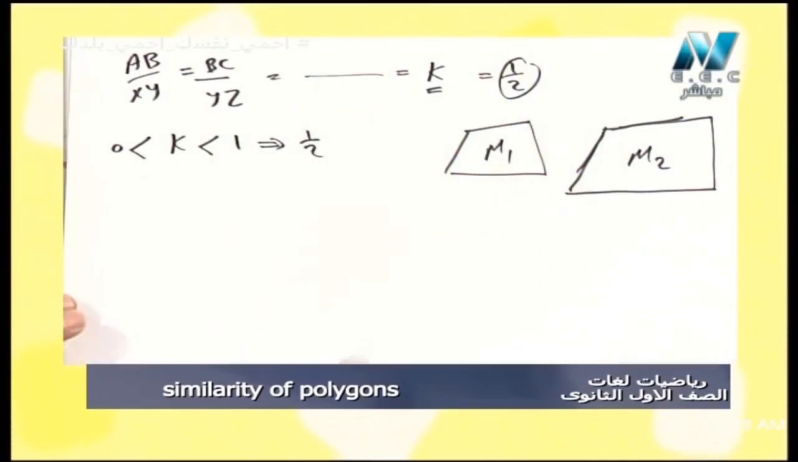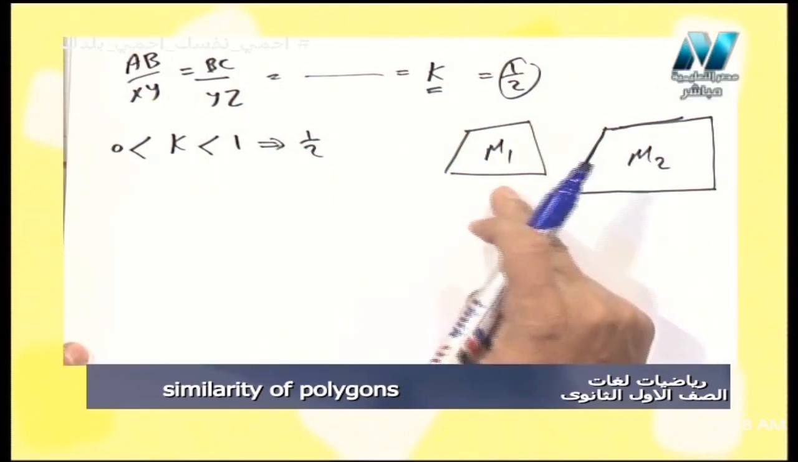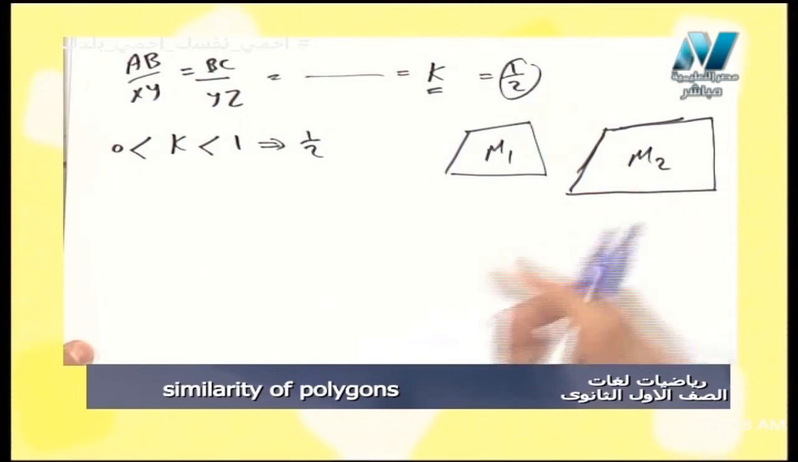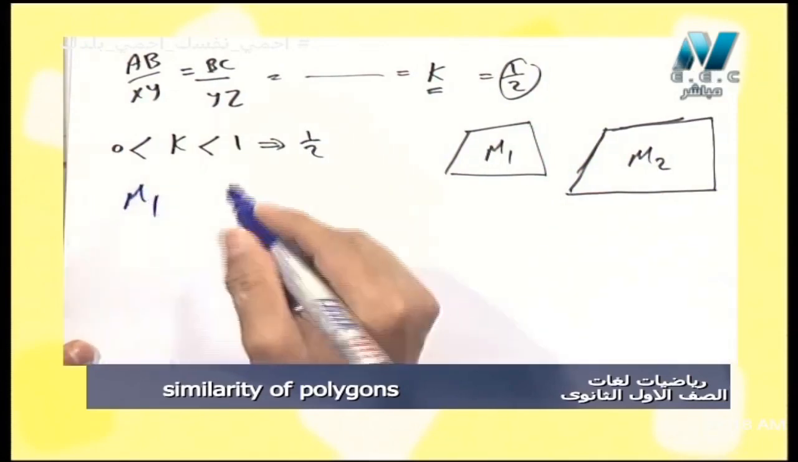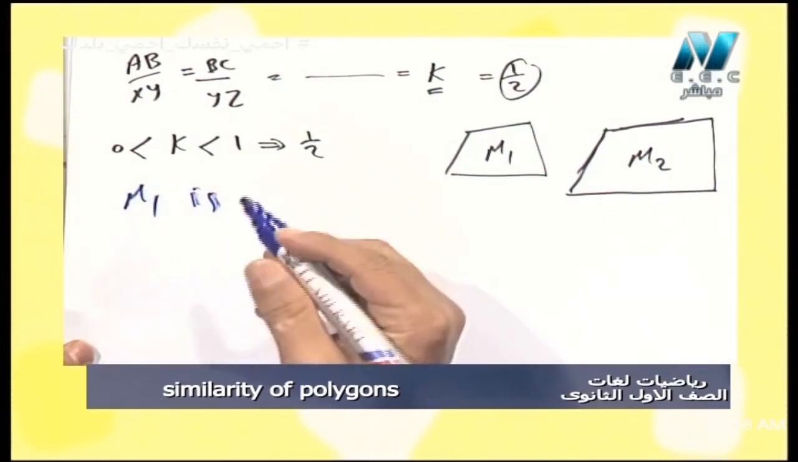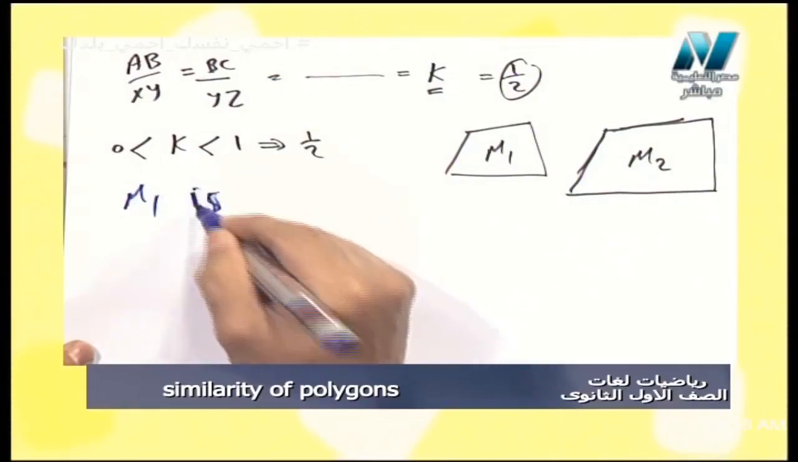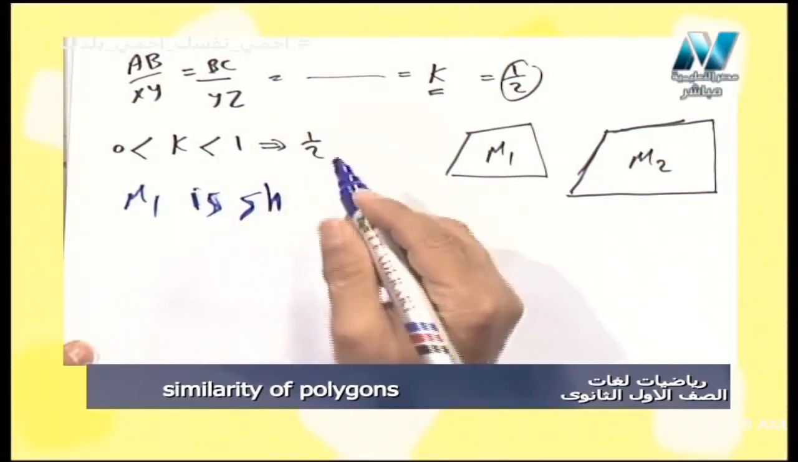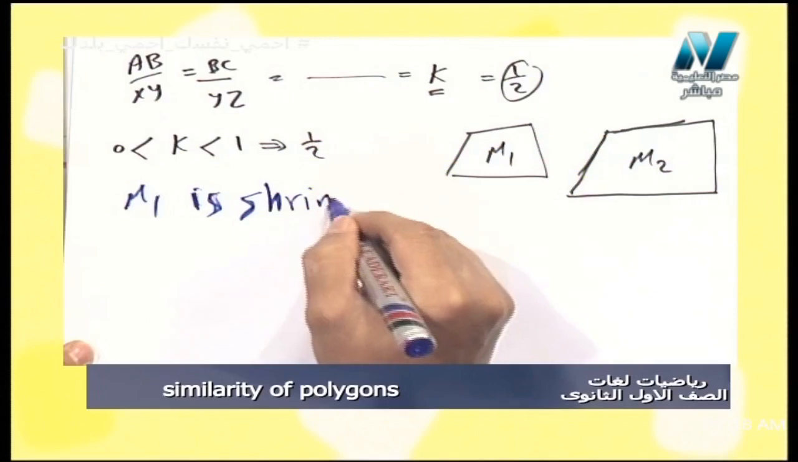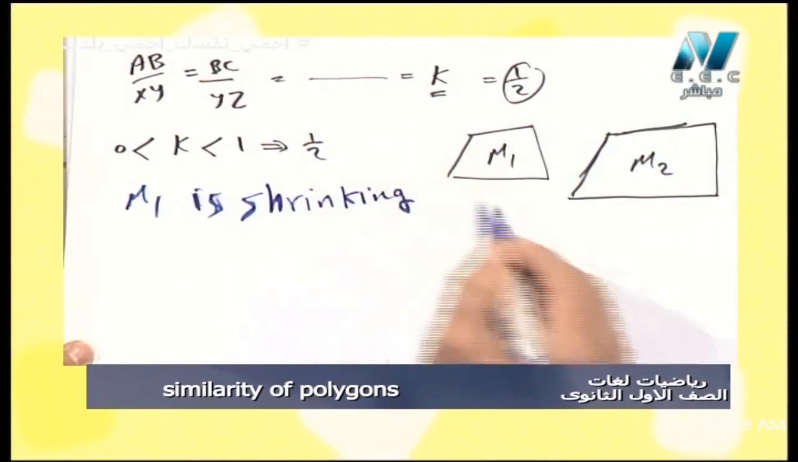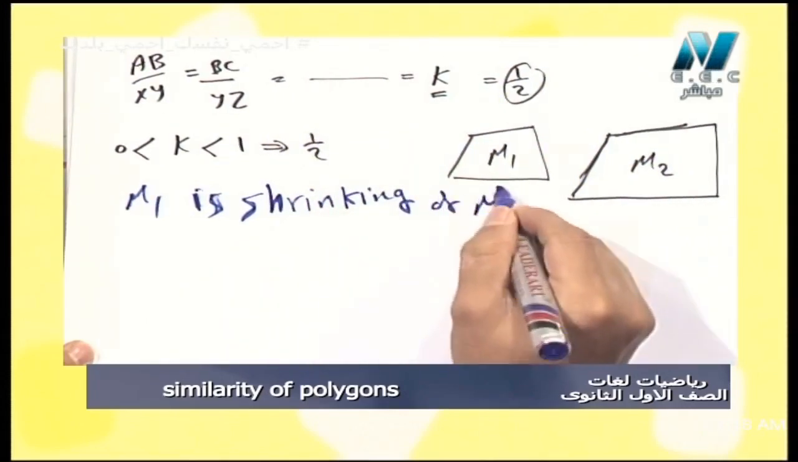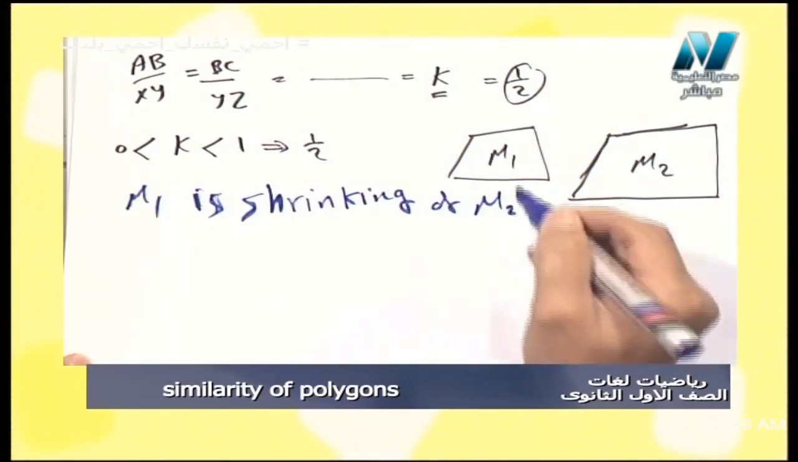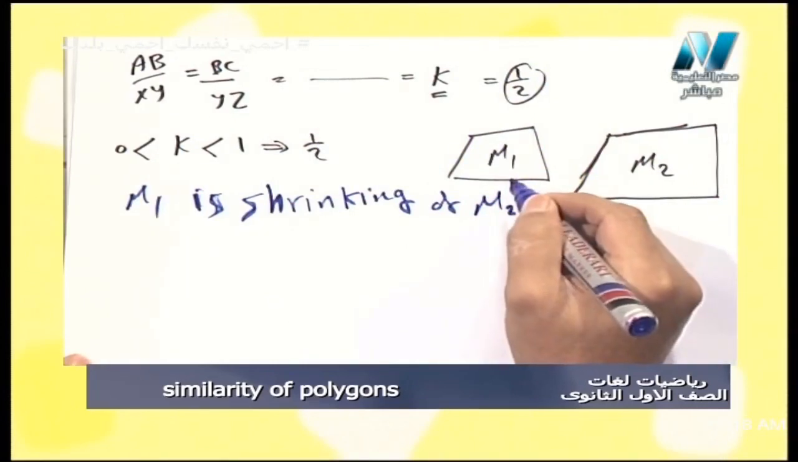So we say that M1 here is a shrinking of M2, or reducing or minimizing.